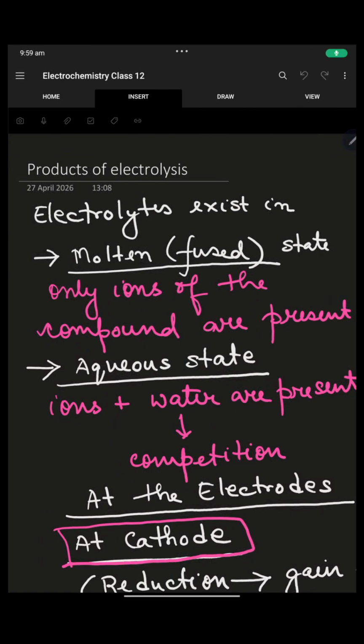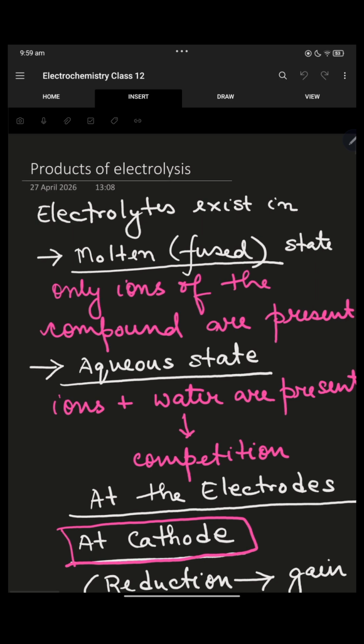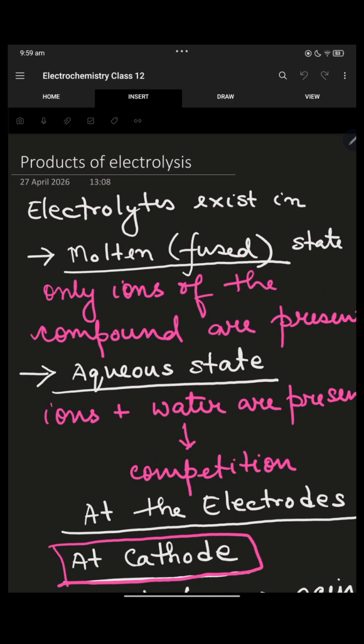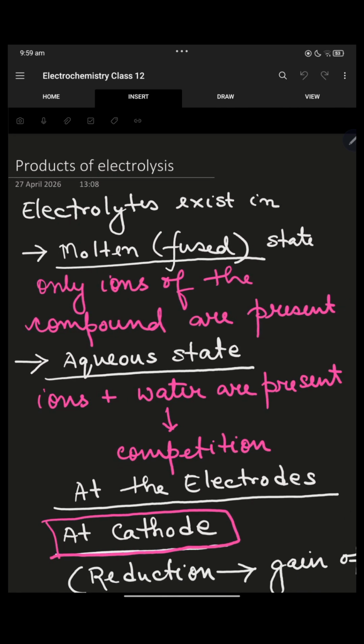Products of electrolysis. To know the process of electrolysis, we should see what electrolytes are. Electrolytes are those substances which can dissociate into their constituent ions, and during electrolysis, if electric current is passed, then these electrolytes dissociate further. Electrolytes exist in molten or fused state and in aqueous state as well during the process of electrolysis.